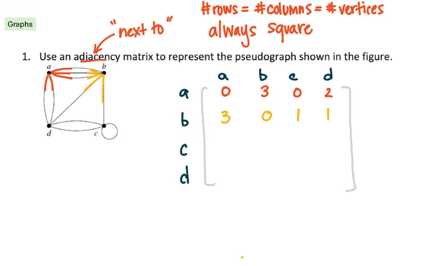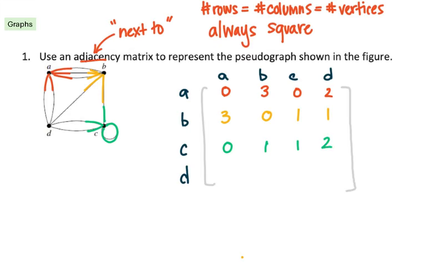Okay, for vertex C, how many edges are going from C to A? 0. How many connections are going from C to B? Just 1. How many connections are going from C back to C? In this case, we do have 1. And how many connections are going from C to D?